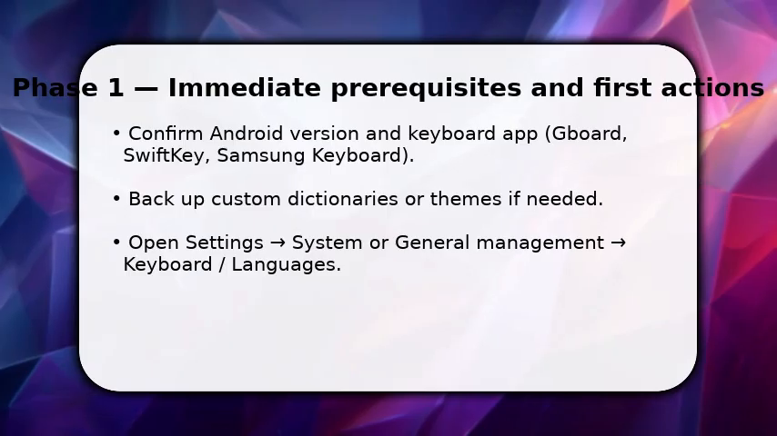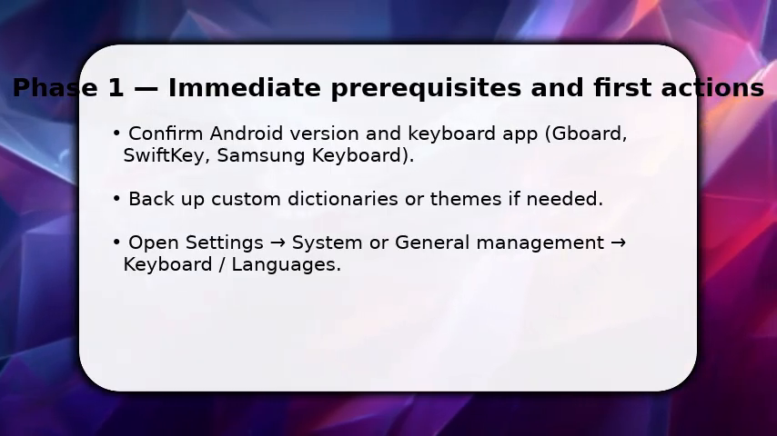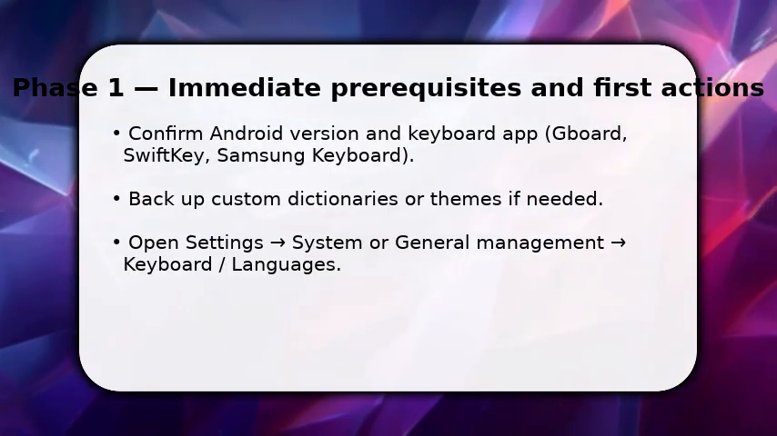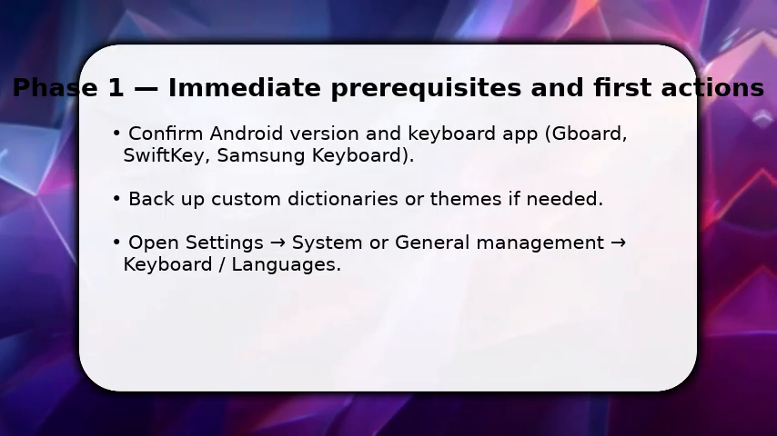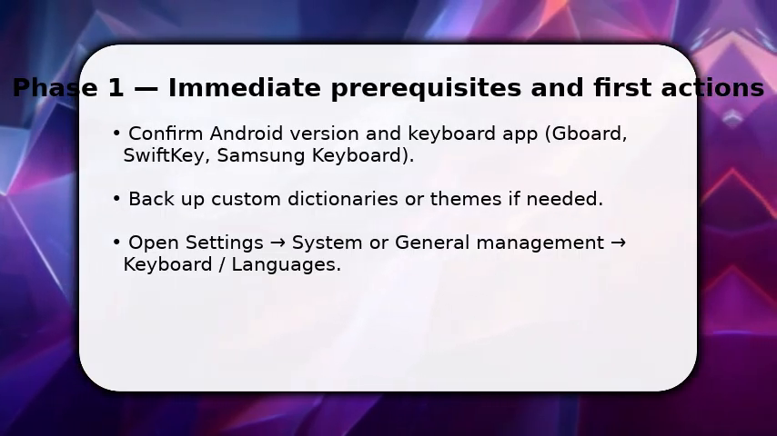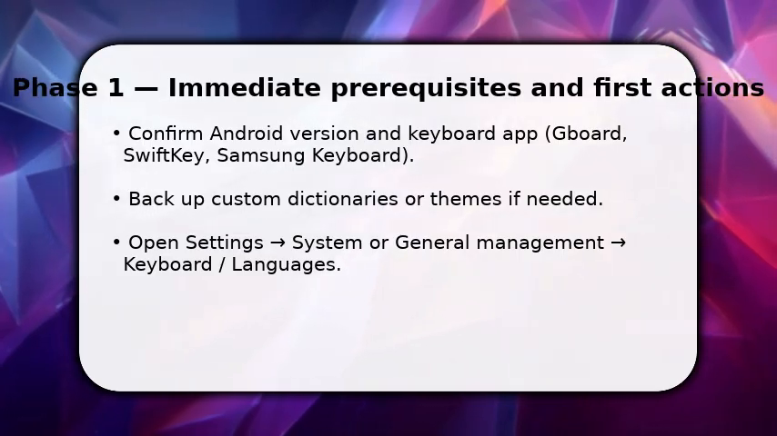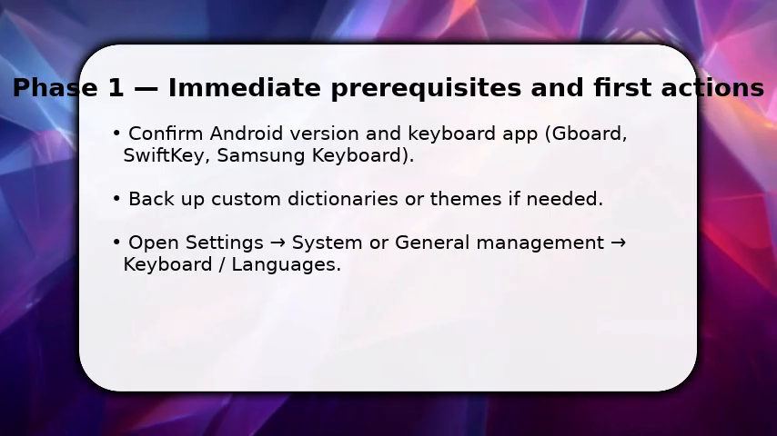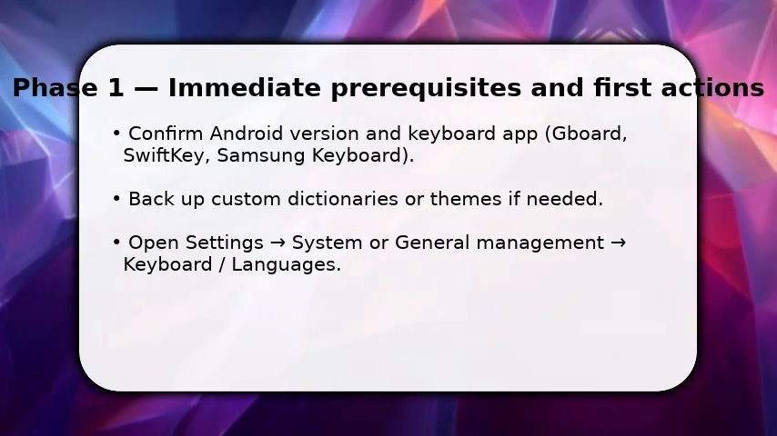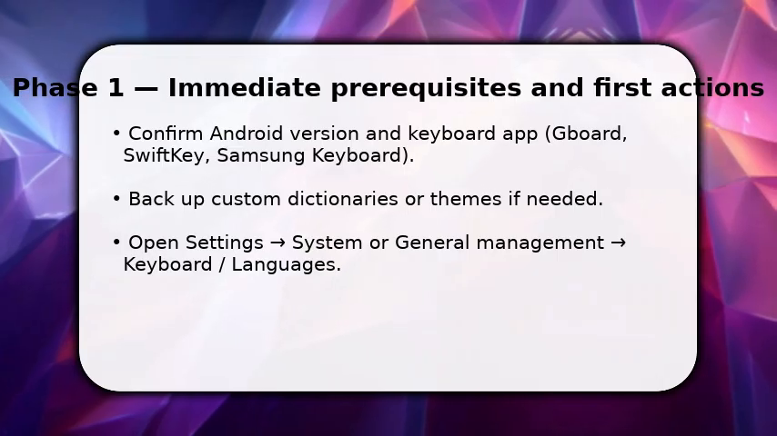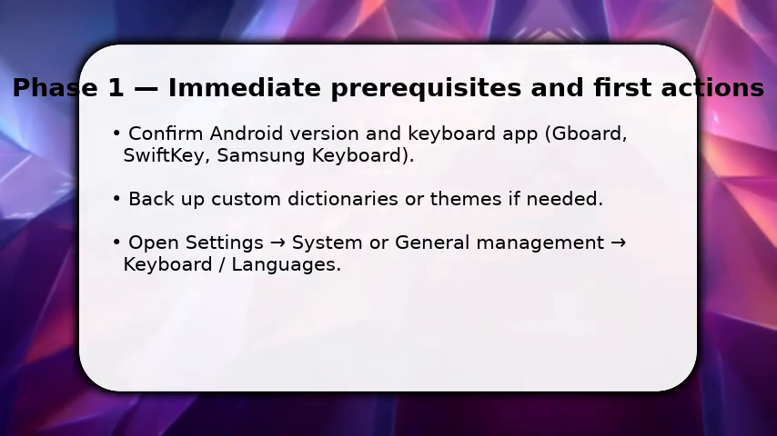You start by confirming essentials, which keyboard app you're using and the Android version. This matters because emoji sets differ. Open Settings now, go to System or General Management, then tap Language and Input or Keyboard. Once there, select the keyboard app you use. You do this to access keyboard settings directly. It's faster and avoids guessing.